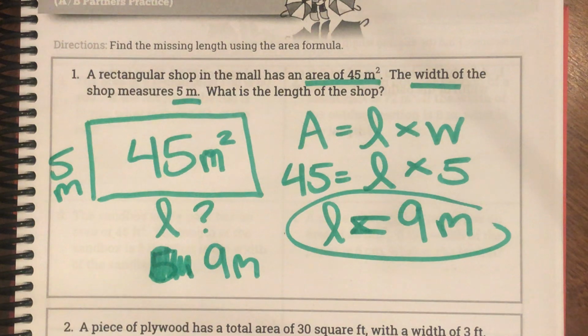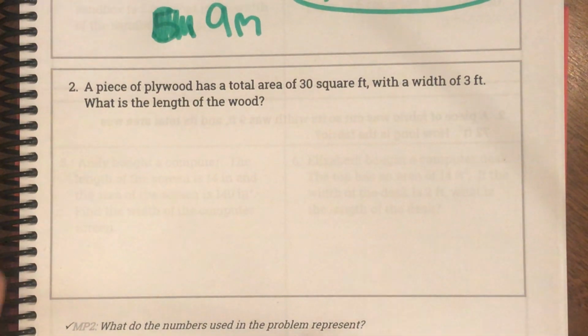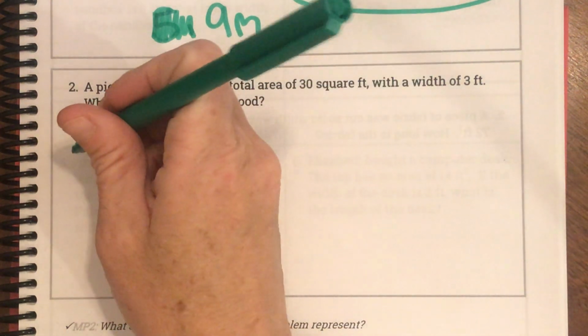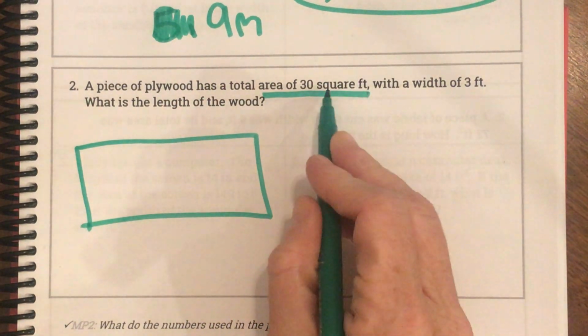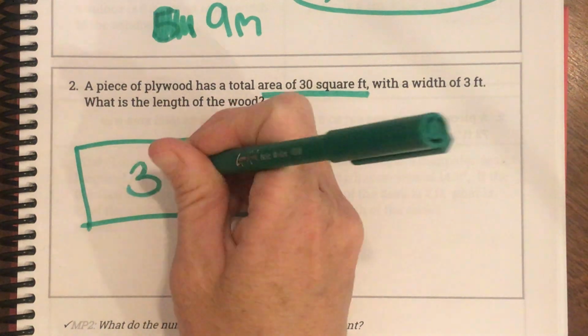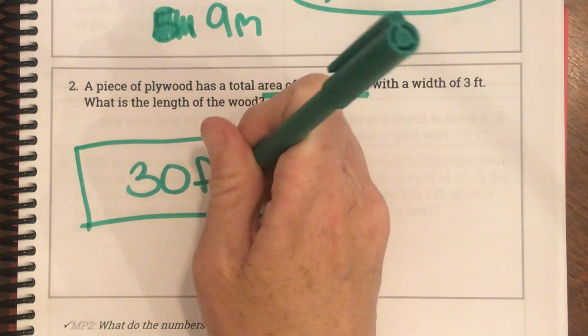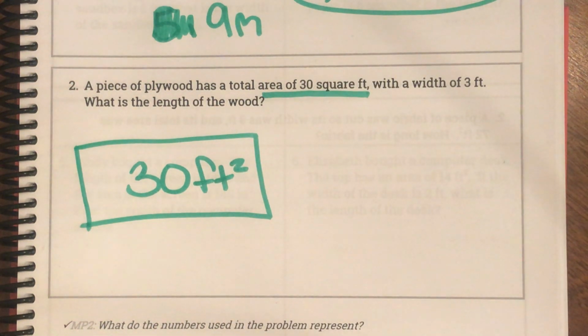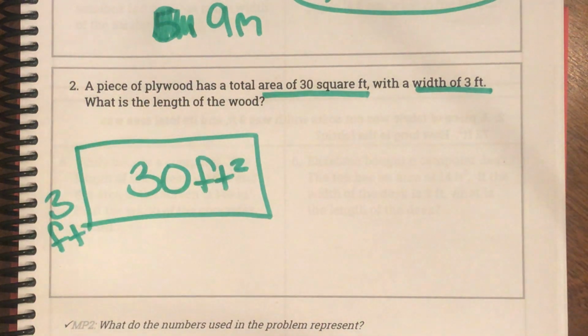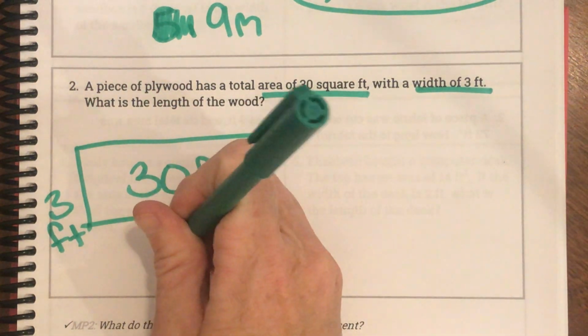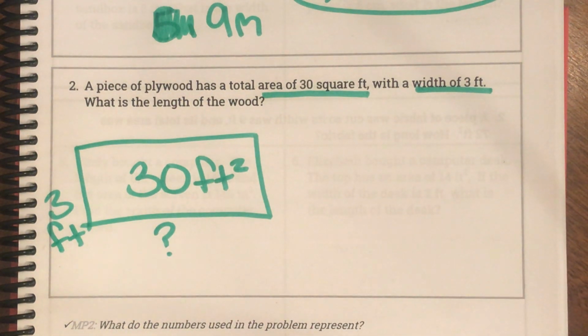Okay, let's do one more together. Okay, here's our last one. A piece of plywood has a total area of 30 square feet with a width of 3 feet. What is the length of the wood? Okay, so let's draw our visual. And we see the area is 30 square feet. So when they said square feet, it's the same as feet squared. They're just putting the square in front. And we know it has a width of 3 feet. And then we don't know what the length is, right? That's our question mark or our unknown.